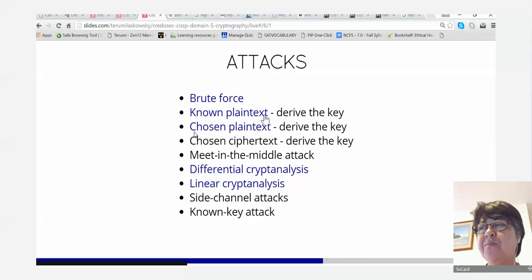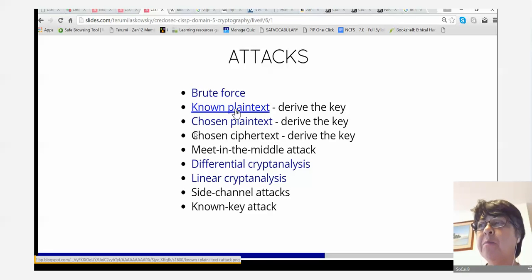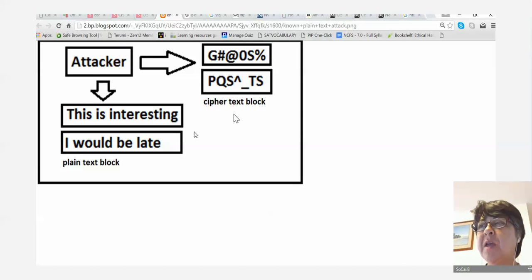Known plain text attack. The attacker has some instances, samples of the plain text. The attacker didn't have a choice as to what he got. It says, this is interesting, and as an encryption for that, he has G hash mark @ 0s % mark. And he has another one that says, I would be late, and then you have PQS caret _ TS. So he says, I wonder if there's any kind of a pattern here. He knows the plain text and has both pieces, but the only thing he does not have is the key. So he's trying to figure out the key.